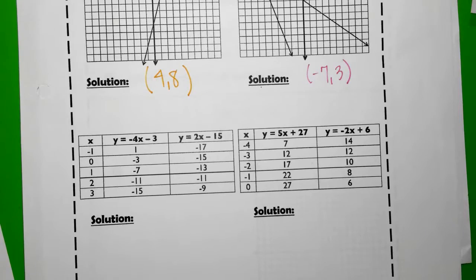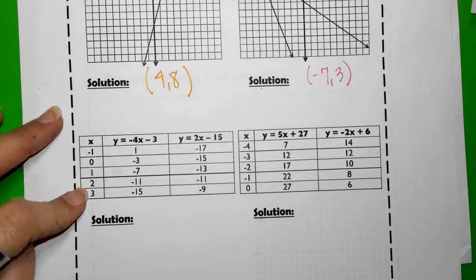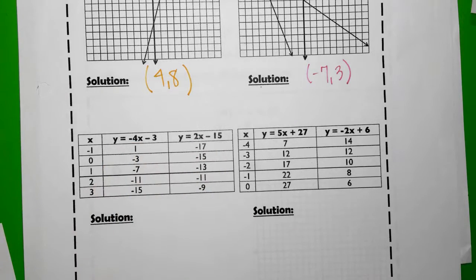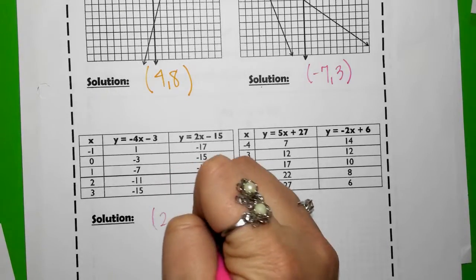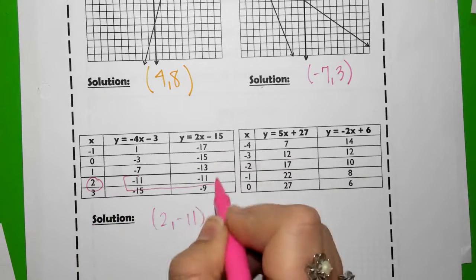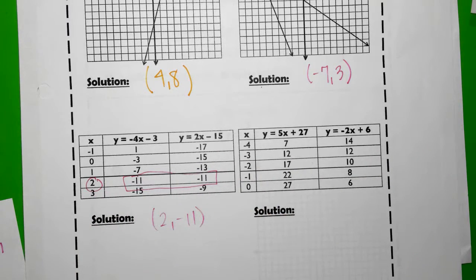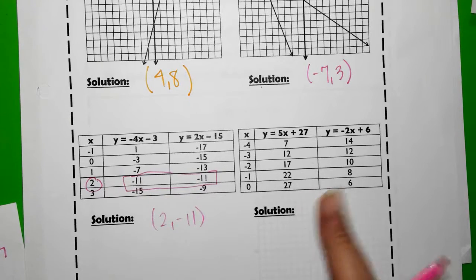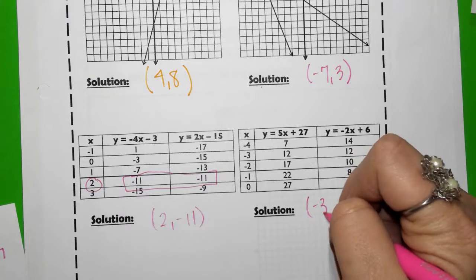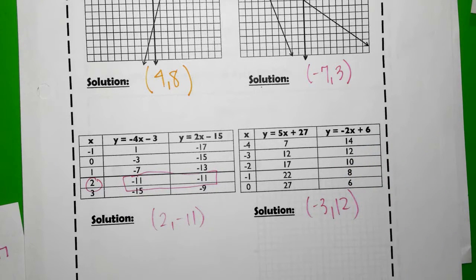Alright, so now we need to figure out what it is on a table. Now they gave us the x values. They gave us our different equations. We need to figure out where the solution is on the table. Alright, Hufflepuff? 2, negative 11. Do we agree or disagree? 2, negative 11. Alright, give yourself a point. Alright, Gryffindor. For a point, tell me what y'all got for this next one. Negative 3, 12. That's what I'm talking about. Alright, so those are pretty easy, correct?